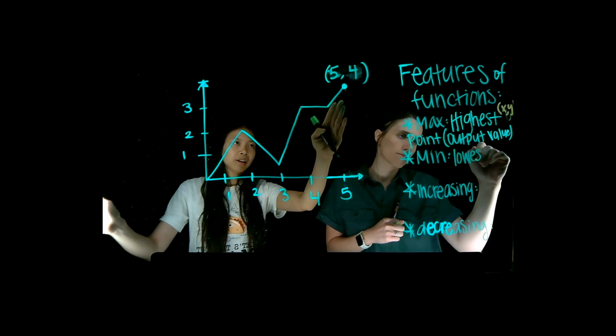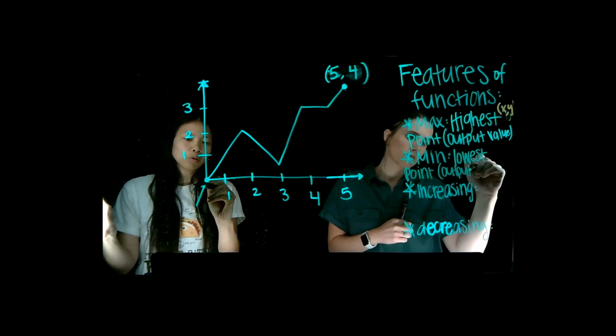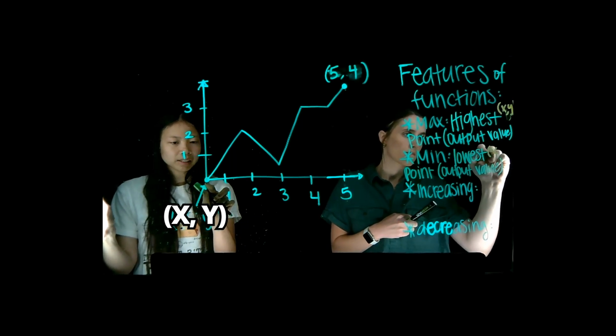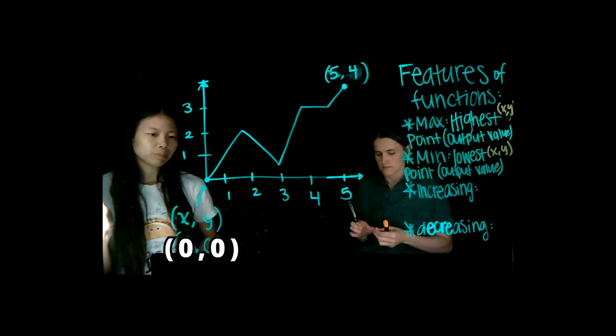So looking at our graph, our lowest value is right here. Remember, we want to write that as an ordered pair, and we write that as x first and then y. So my x value is, I go over 0 and up 0. So my minimum value in this case would be 0, 0.